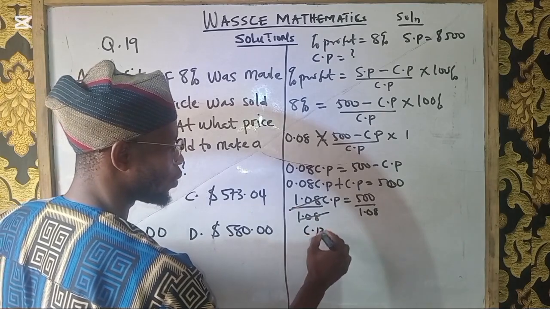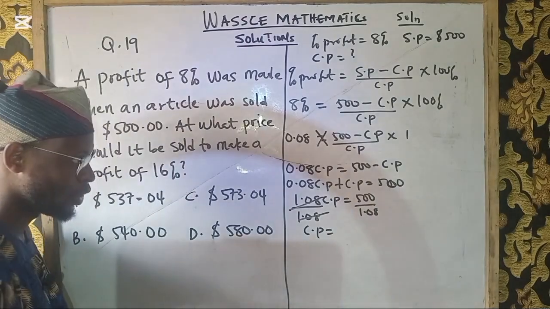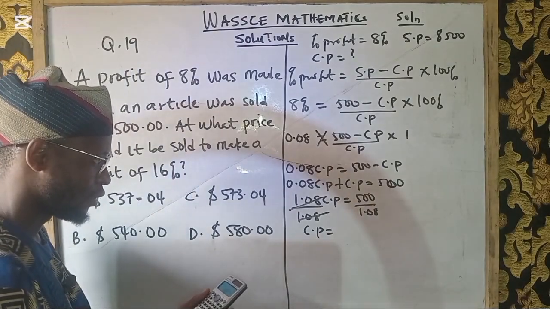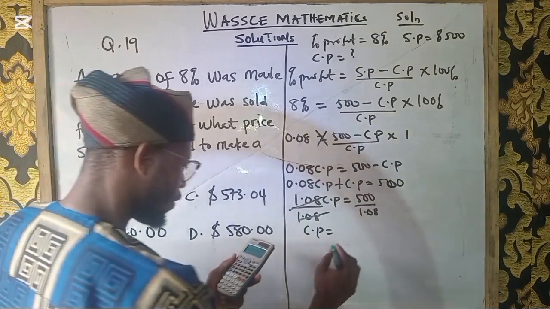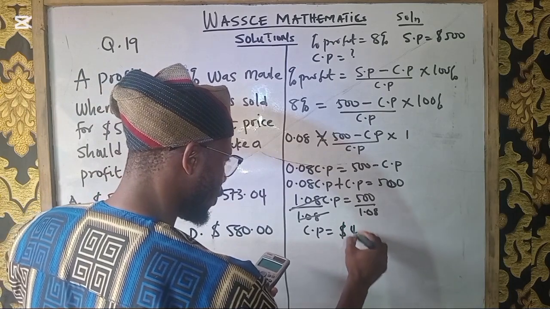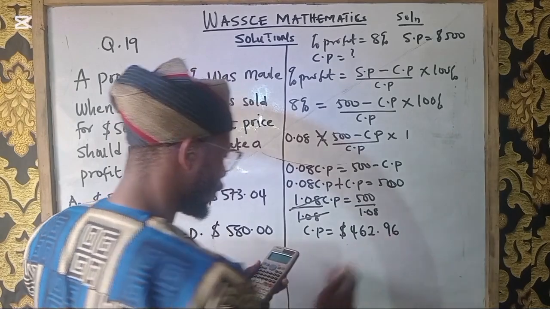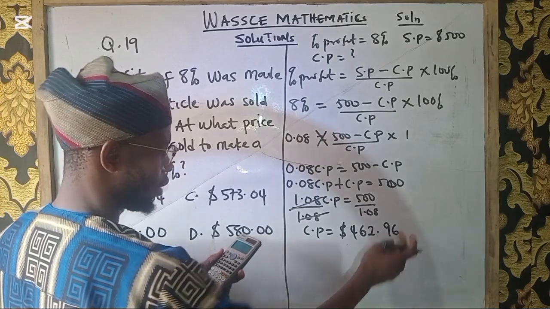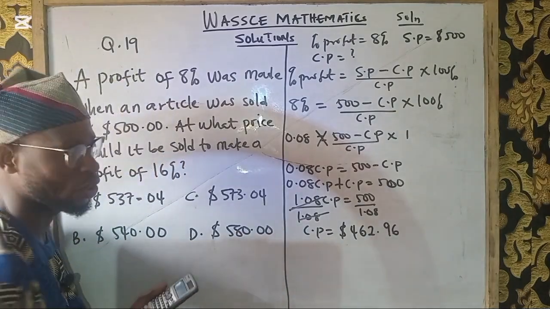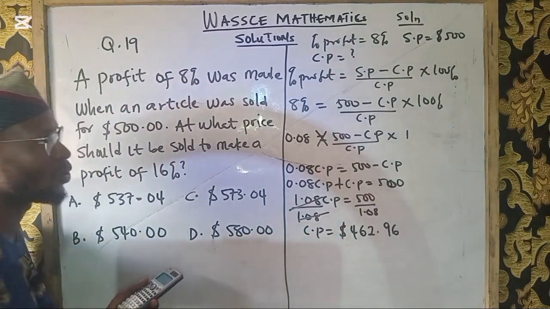This eliminates this out. So the cost price will now be equal to, let's do that on the calculator, 500 divided by 1.08. What I have here is $462.96296. So the next value after this 6 is 2, so it cannot round me up. I will just stop there. $462.96. That is our cost price here.